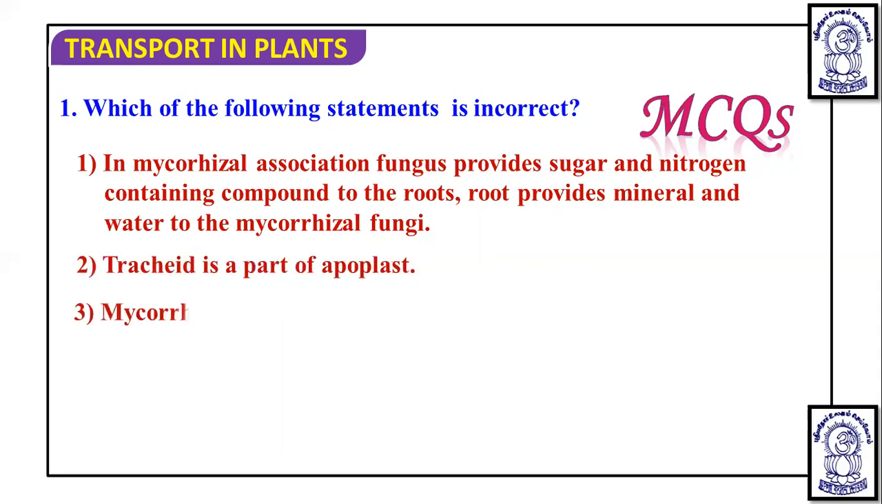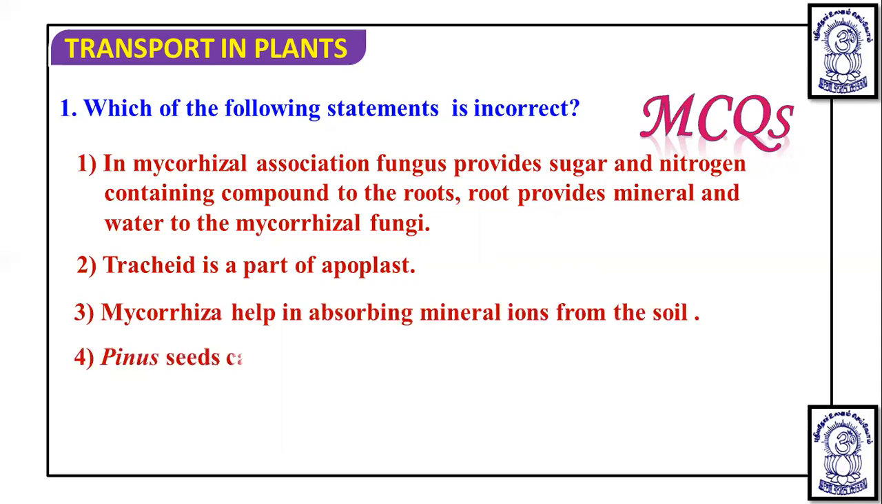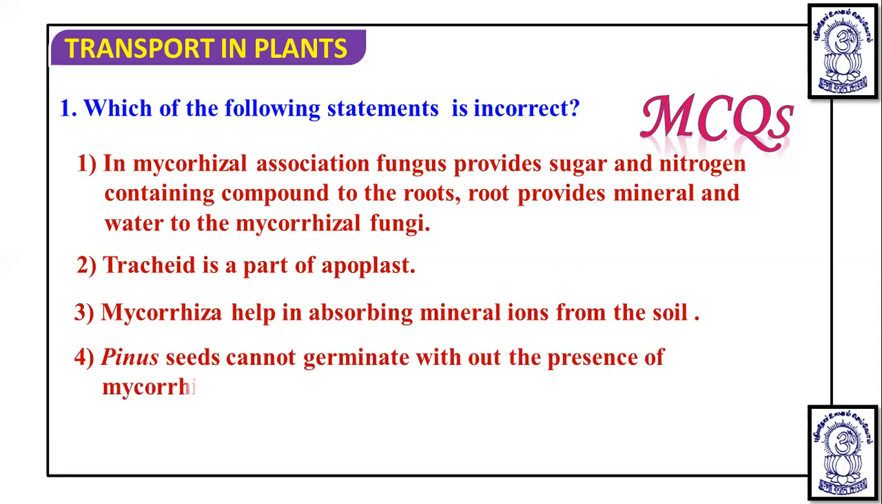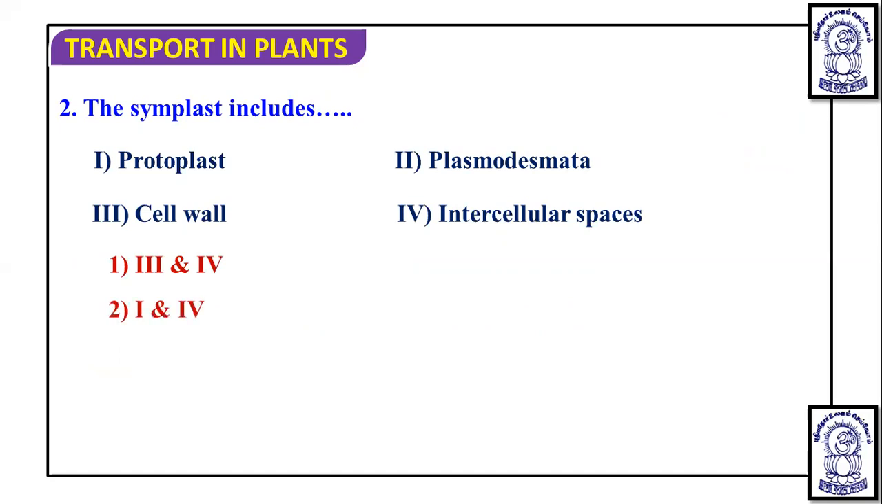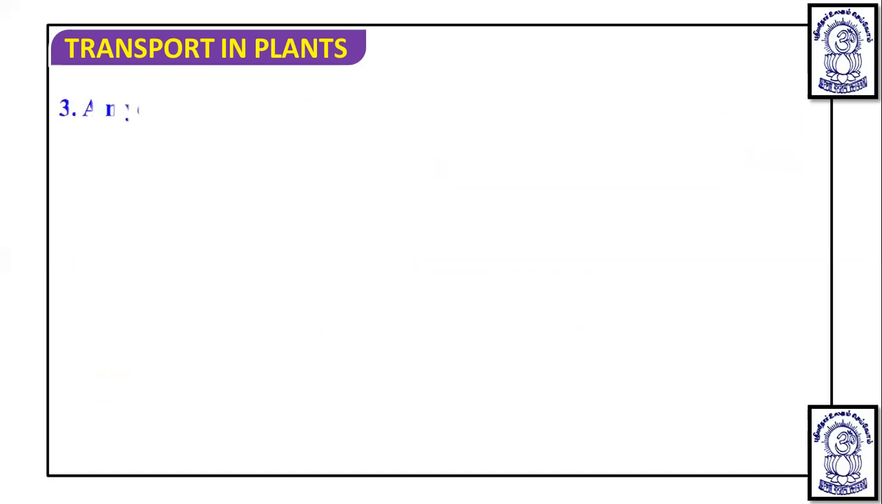Arcade is a part of apoplast. Obviously, it is correct. Mycorrhiza helps absorb mineral ions from the soil. Obviously, Pinus cannot germinate without it. So the first is the incorrect one. The symplast includes protoplast, plasmodesmata, cell wall, intercellular spaces. So it should include the protoplast and the plasma membrane. So it should be 1 and 2, because the cell wall and intercellular spaces are parts of the apoplast.